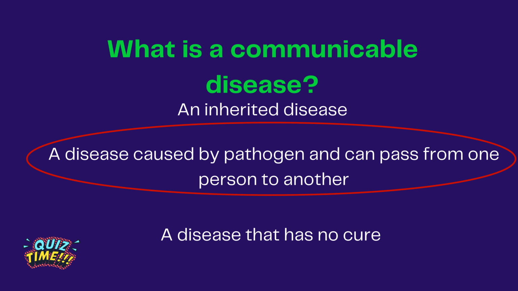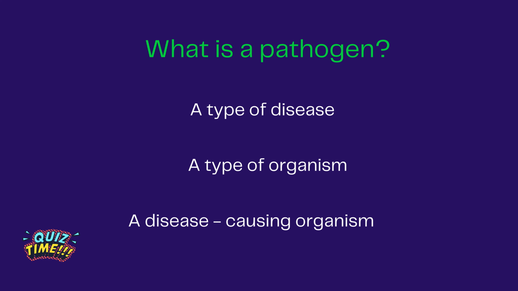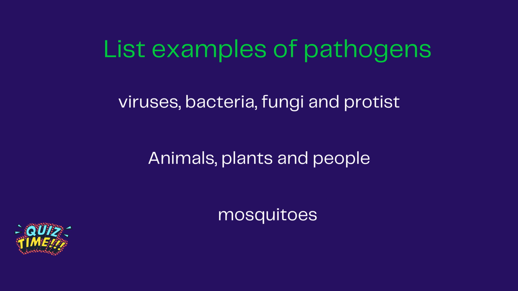Very good. It is a disease caused by a pathogen and can be passed from one person to another. What is a pathogen? Is it a type of disease, a type of organism, or a disease-causing organism? Yes, it is a disease-causing organism. List examples of pathogens: viruses, bacteria, fungi, and protists, or animals, plants, and people, or mosquitoes. Very good. Viruses, bacteria, fungi, and protists.